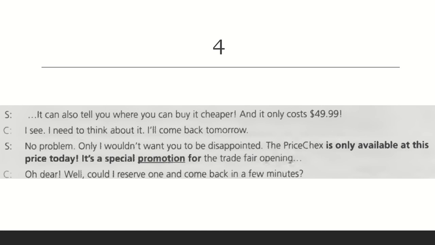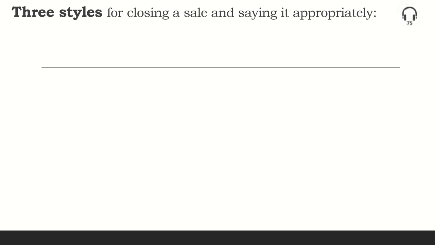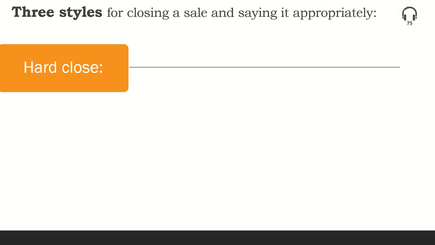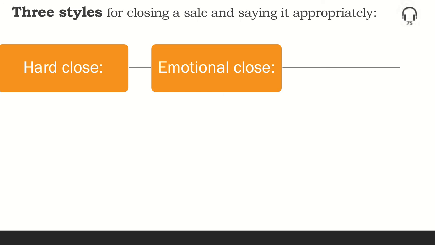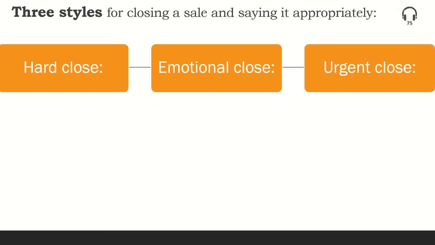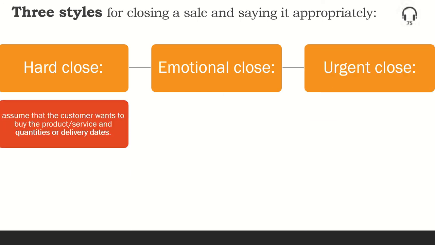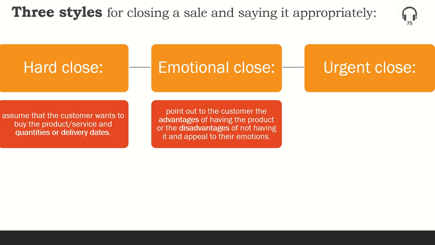Well, those are the conversations. Now, three styles for closing a sale and saying it appropriately. We know that the three styles are hard close, emotional close, and urgent close. For hard close, assume that the customer wants to buy the product. They already want to buy the product or service, and talk about quantities or delivery dates.